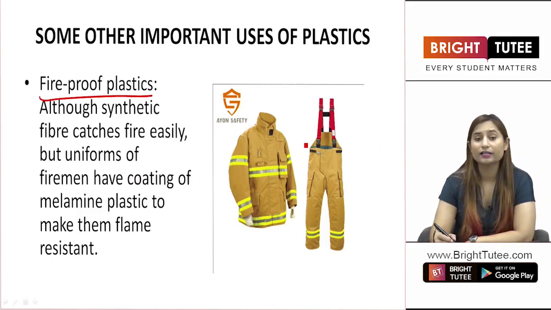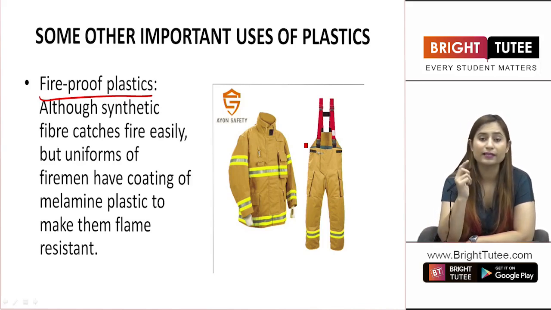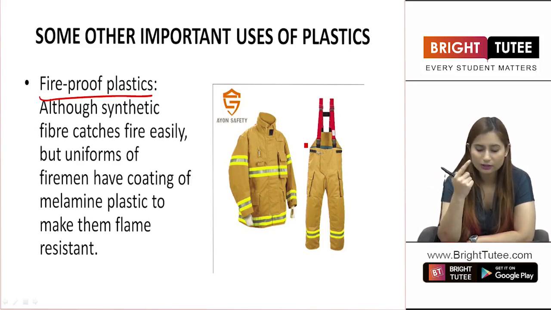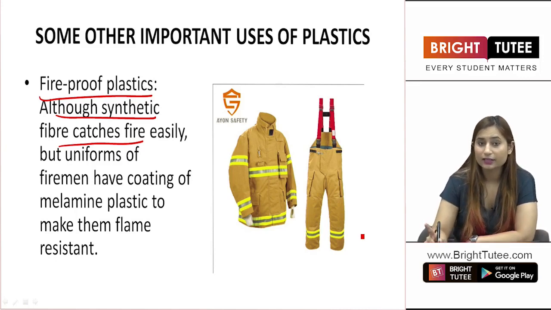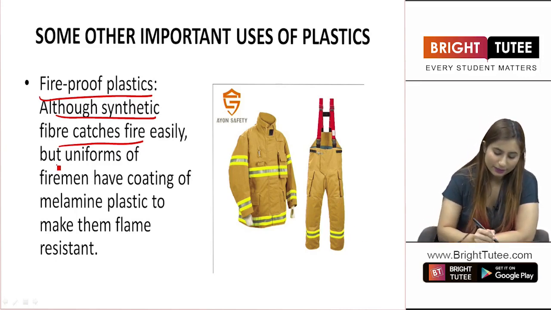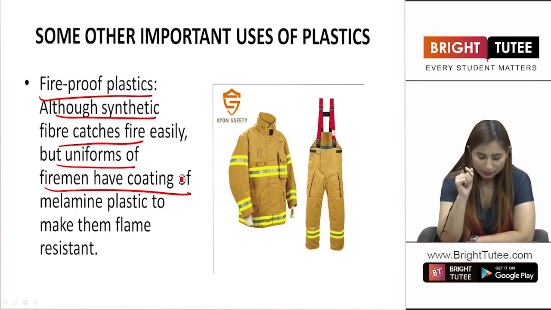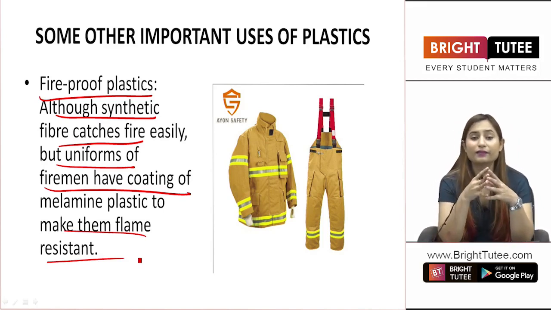I told you earlier as well that there are clothes which do not catch fire. This is only because they have a coating of melamine on them, which is a thermosetting plastic, as we talked. Although synthetic fibers catch fire very easily, uniforms of firemen have a coating of melamine plastic to make them flame resistant.